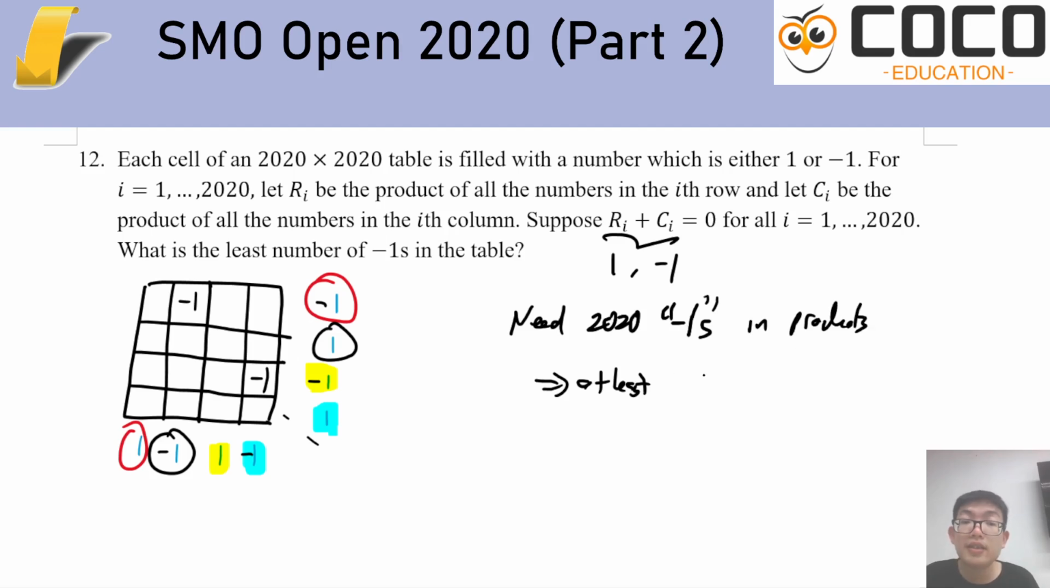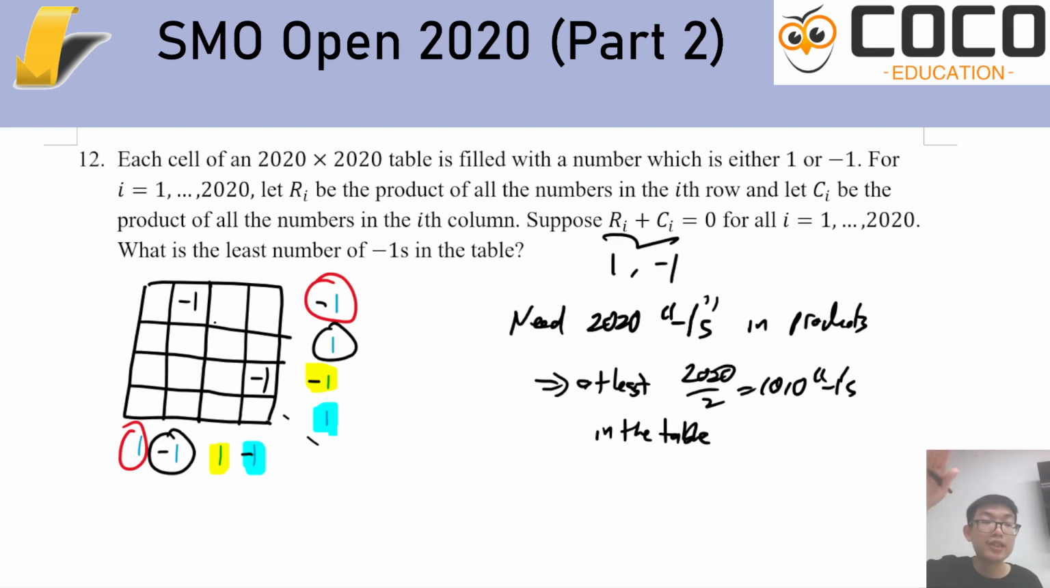So at least 10 minus 1s in the table, which we have seen can be done just by filling alternate squares next to the long diagonal. So the answer would be 10.